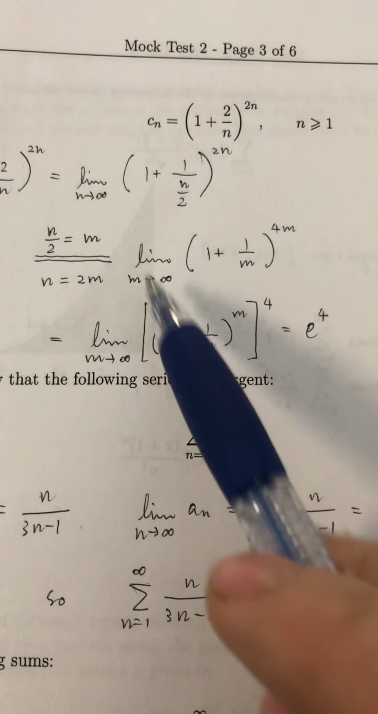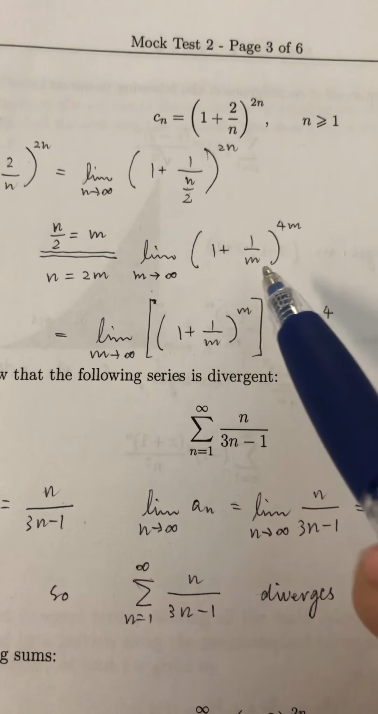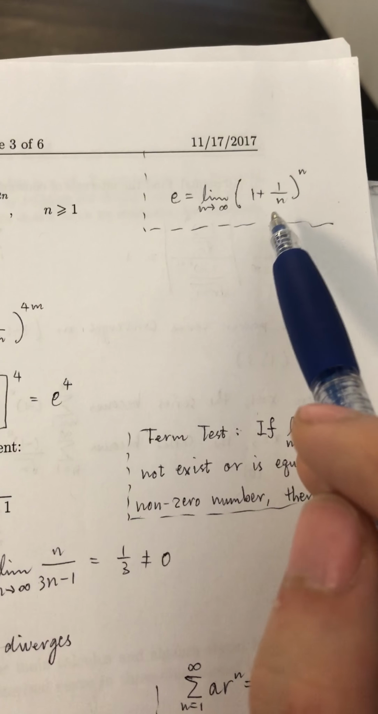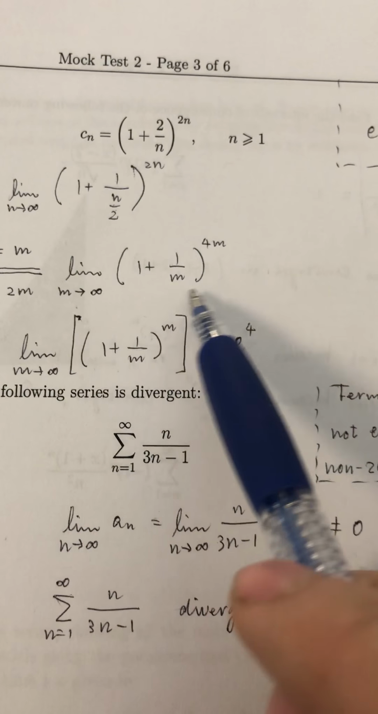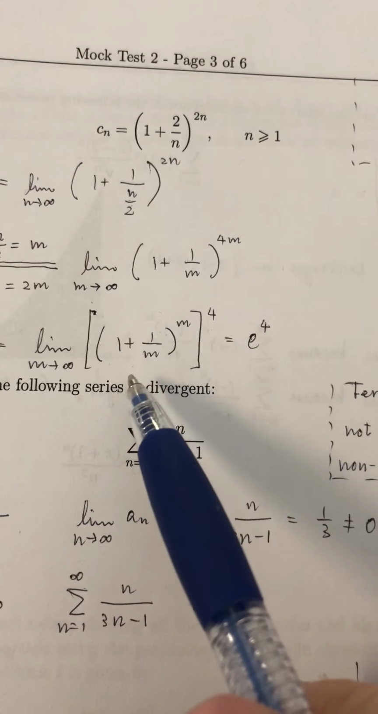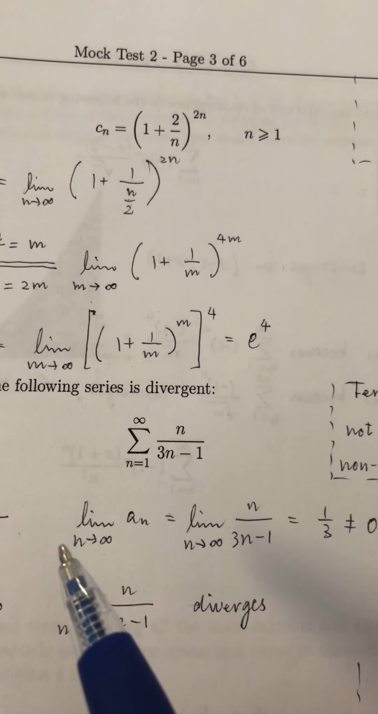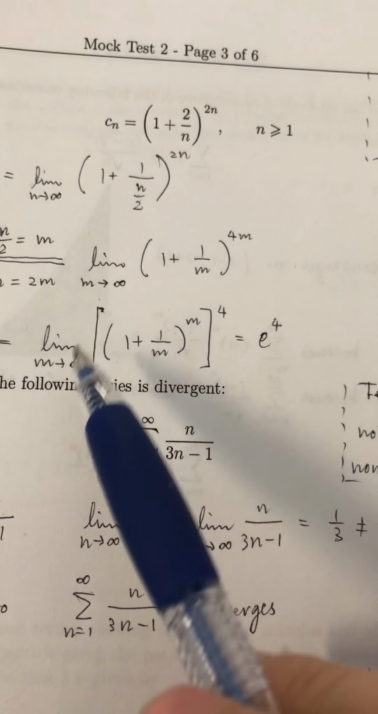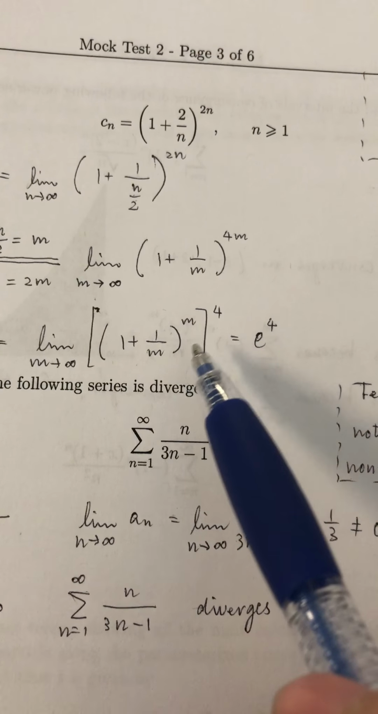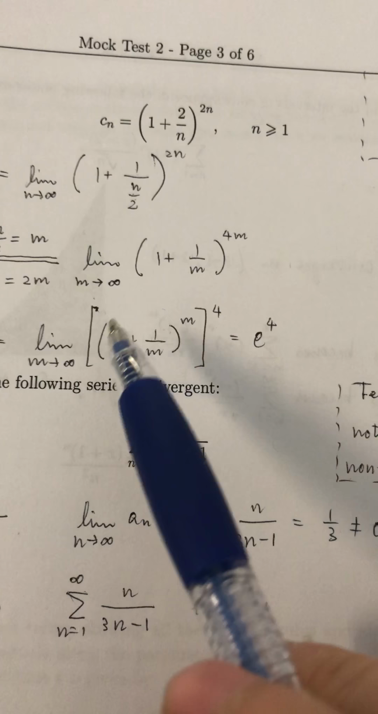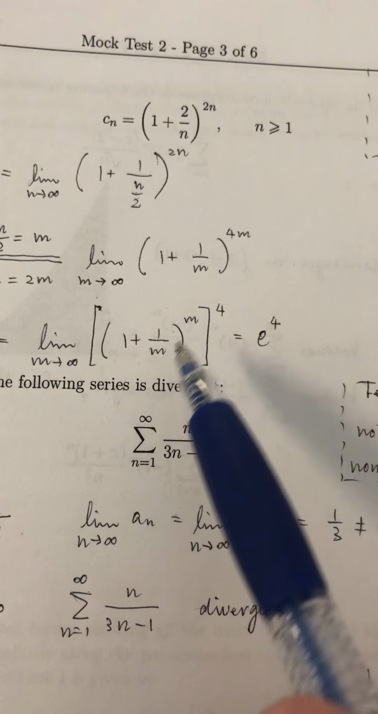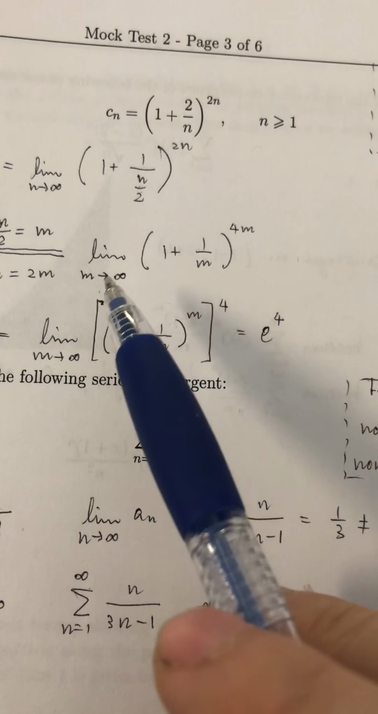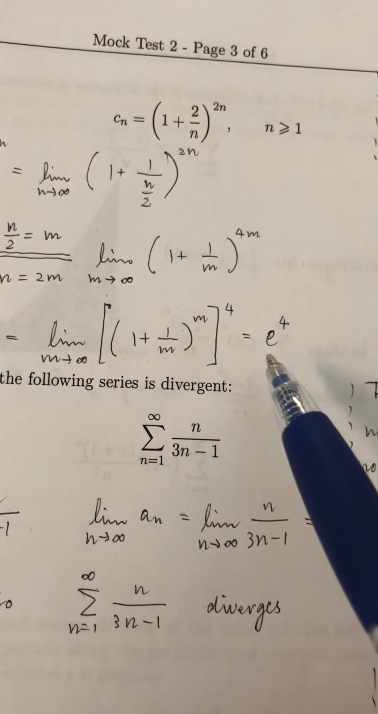Now, how to evaluate the limit of this expression? Remember, we have this fundamental formula. So I will change this form a little bit and write it in this way. Inside the bracket, you see that the limit of the expression inside the bracket is exactly e. So you see that the limit of the whole thing here should be e to the 4th.